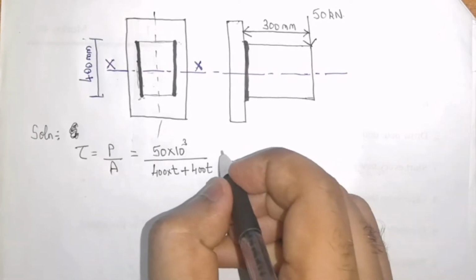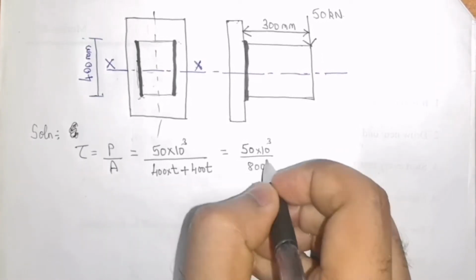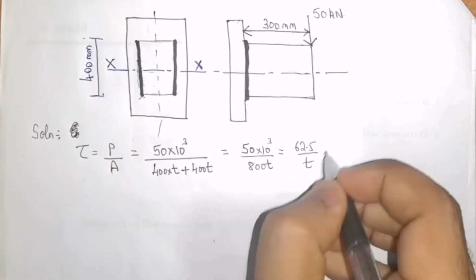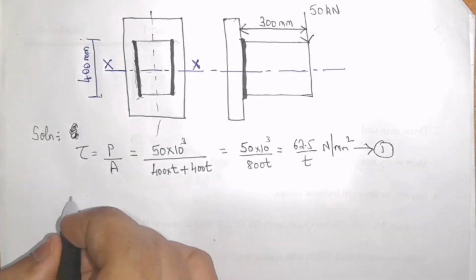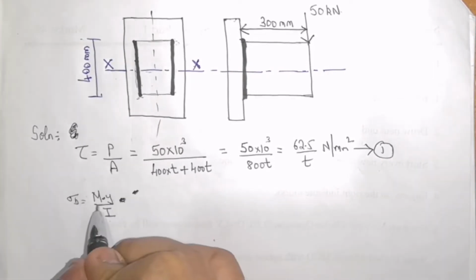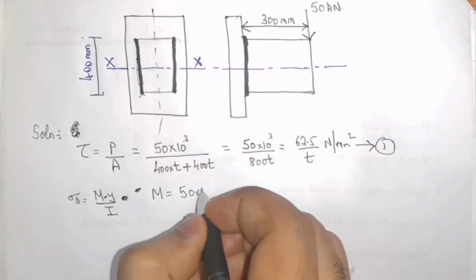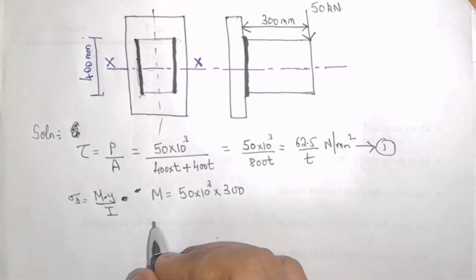On solving this expression, I will get 50 multiplied by 10 raised to 3 divided by 800 T, or I can write it as 62.5 divided by T Newton per mm square. Let this be equation number 1. Considering the bending stresses, we have sigma b is equal to M into y divided by I. M is the moment caused by the force due to eccentricity. So I can write M is equal to P, that is force, multiplied by the eccentricity distance, that is 300. Y is the distance of the farthest point from the CG.